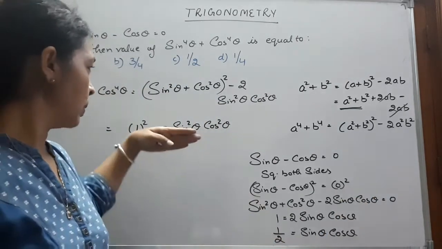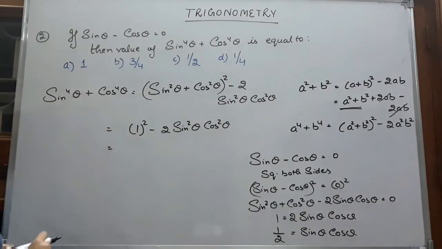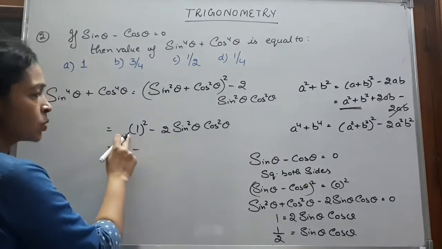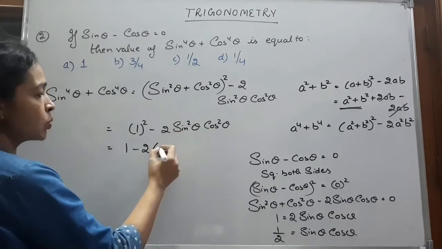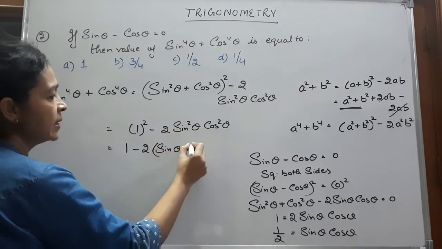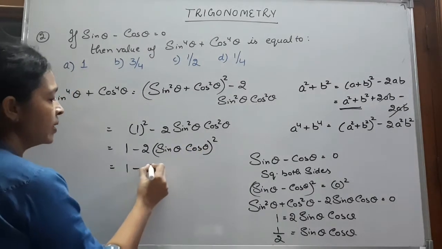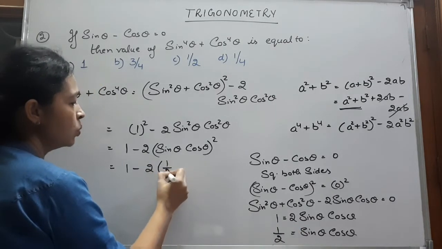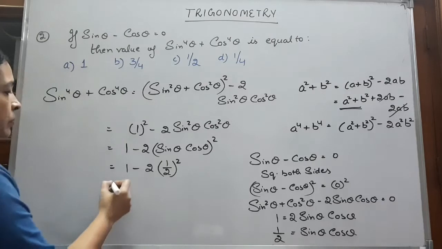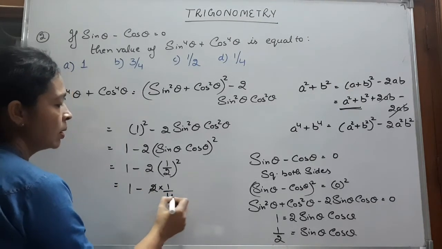Take this value. We can write sin to the power 4 theta plus cos to the power 4 theta as 1 square, which is 1 minus 2 times sin square theta into cos square theta. We can write it as (sin theta cos theta) whole square. 1 minus 2 into (sin theta cos theta) is (1 by 2) whole square. We have 1 minus 2 into 1 by 4.